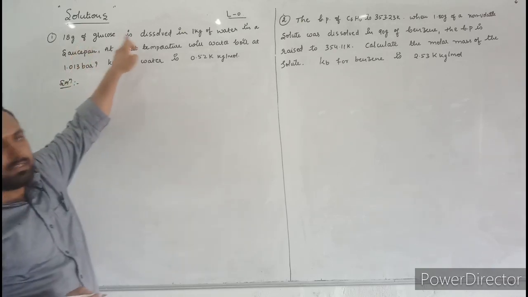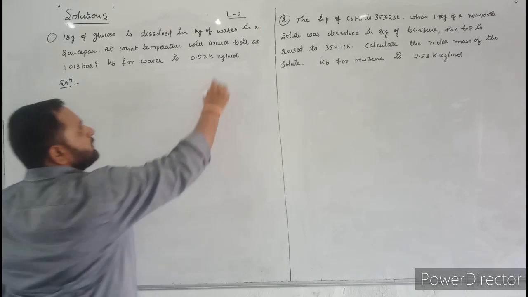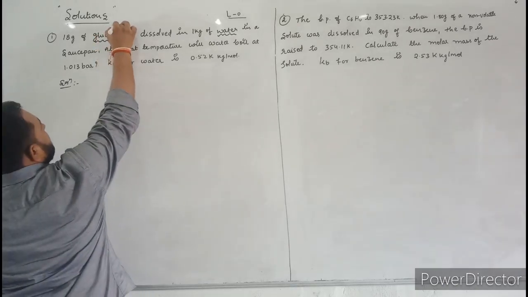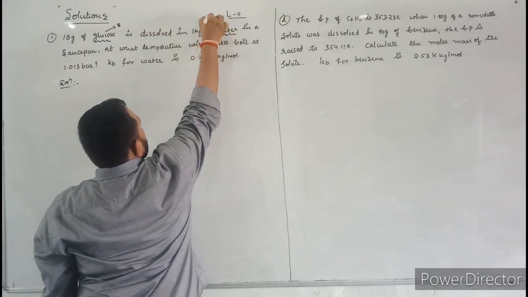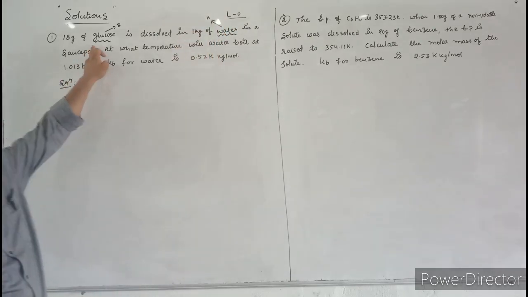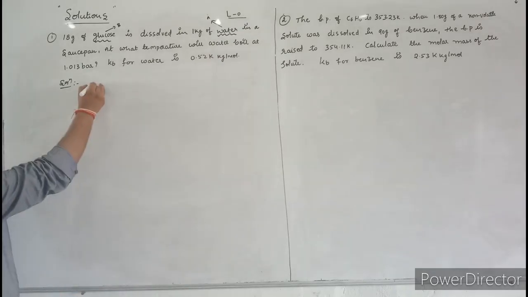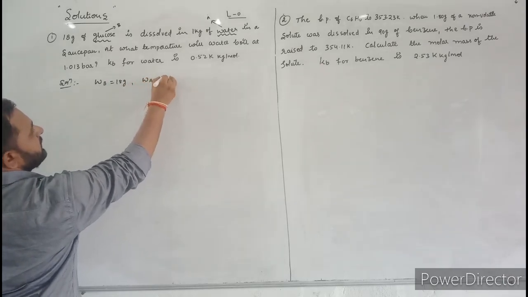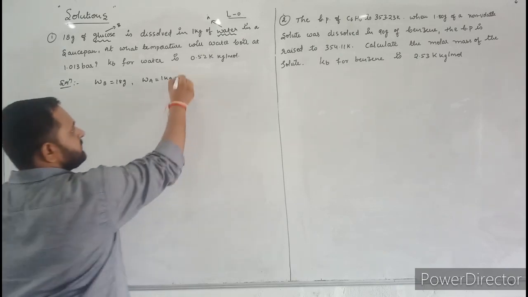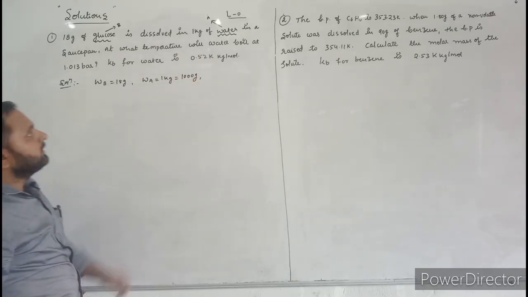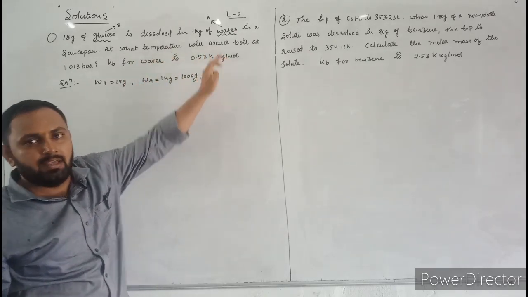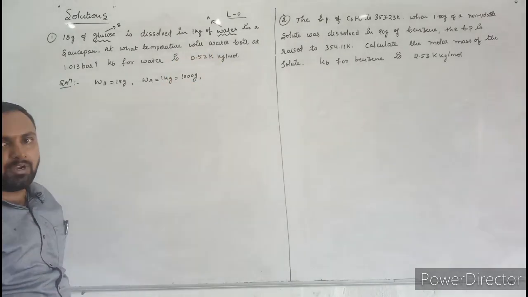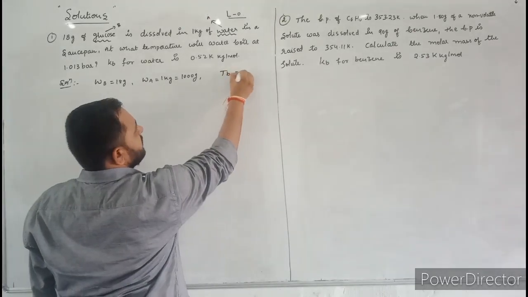Here 18 gram of glucose is dissolved in 1 kg of water. That means here the water is the solvent. Here glucose is a solute. Here the solute is represented by B. Here the solvent is represented by A. Here the weight of solute is given and the weight of solvent is given. Now let us write here. The weight of solute is 18 gram. Next, the weight of solvent is 1 kg. 1 kg is equal to how many grams here? 1000 grams. Next here, at what temperature will water boil? That means he is asking to calculate the boiling point of water in solution. That's why the Tb is equal to question mark.